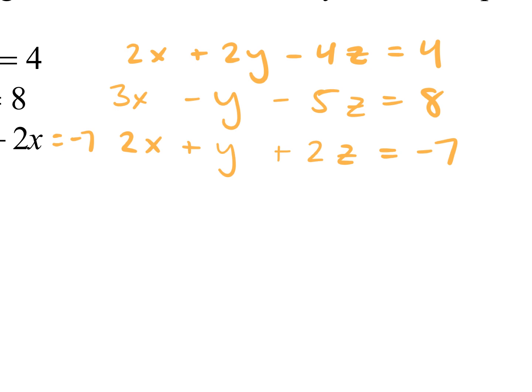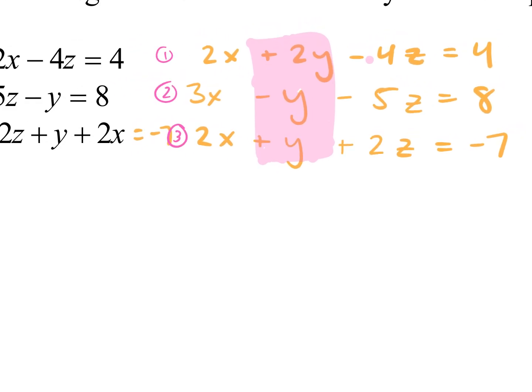Which variable do you want to eliminate first? I think y would be the easiest to choose from. Our coefficients for 2 of them are 1 and the other one's 2. So we've got small numbers that we're working with here. I'm going to label my equations. We've got 1, 2, and 3. Which 2 do you want to combine first? 2 and 3 would be a great choice because we see that the y's are already going to cancel.